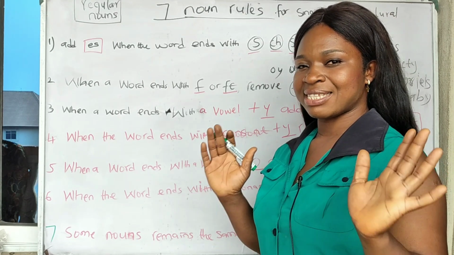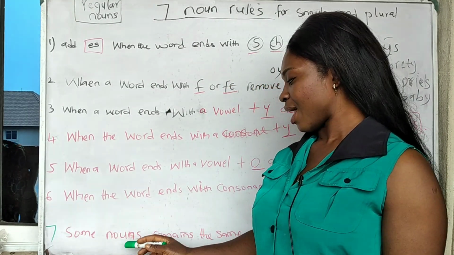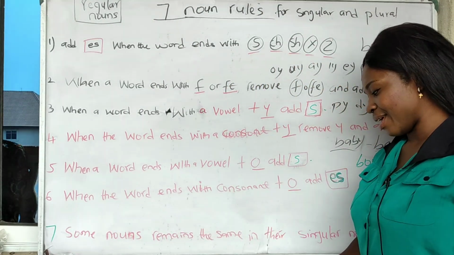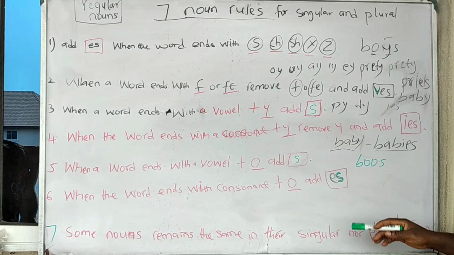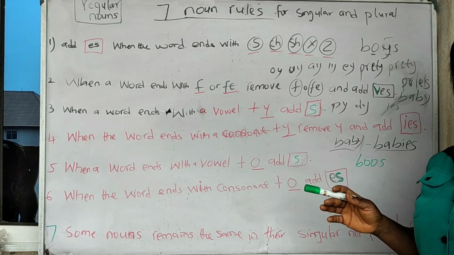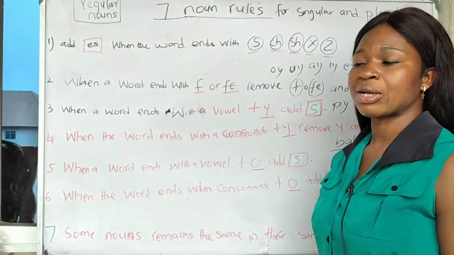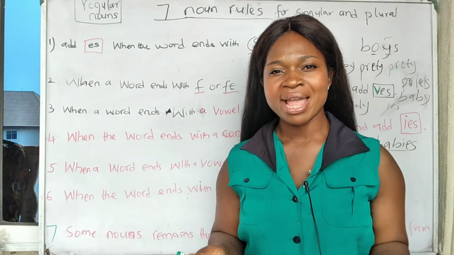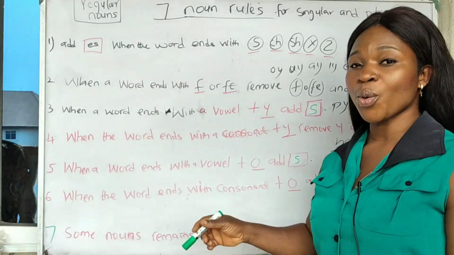And rule number 7, some nouns remain the same in their singular and plural form. They are the same. Yes, some nouns, whether in singular form or in plural form, they remain the same. That is what rule number 7 says.